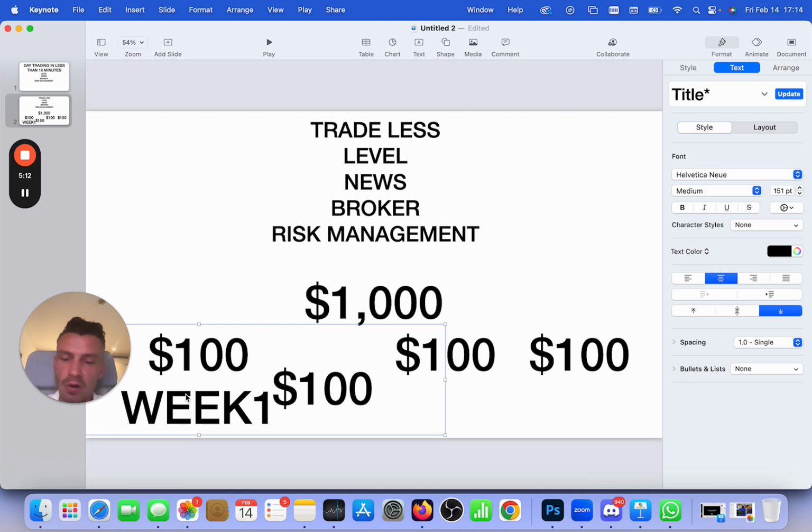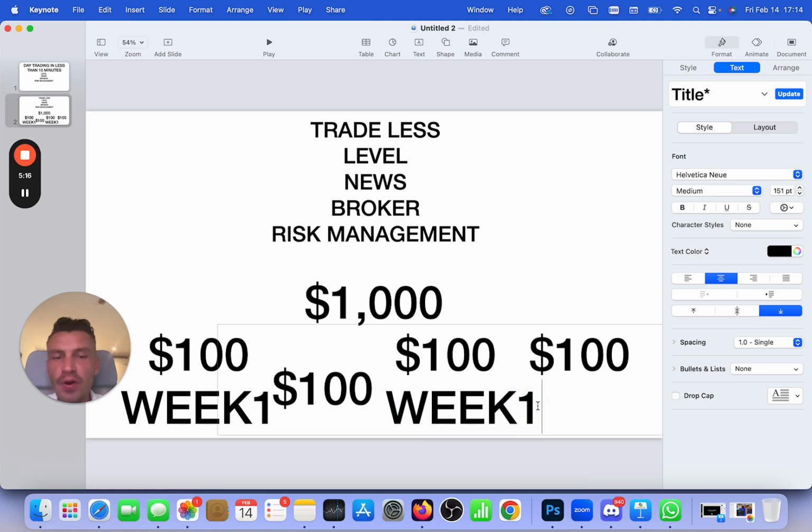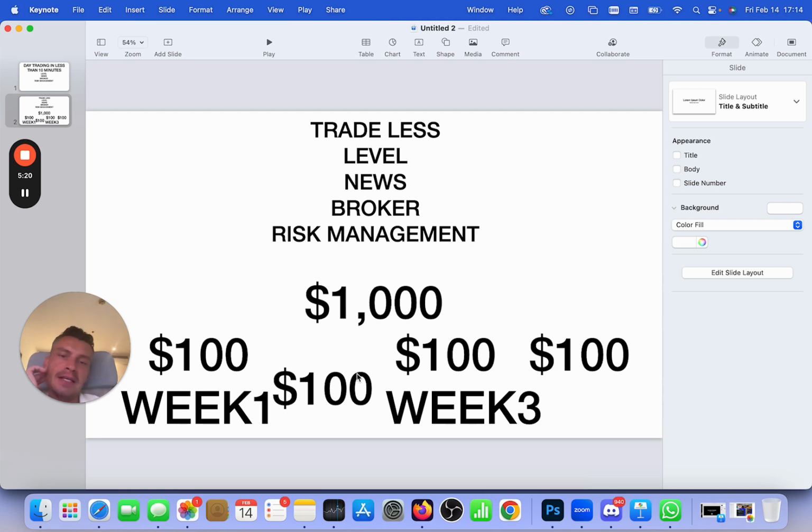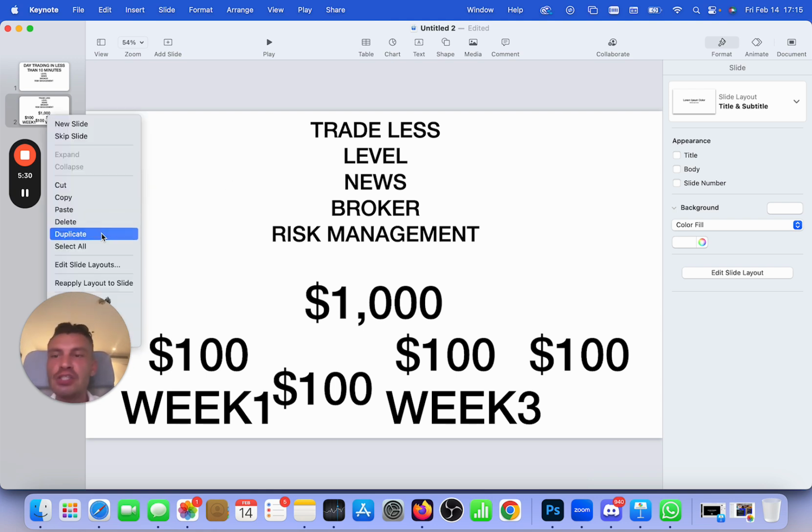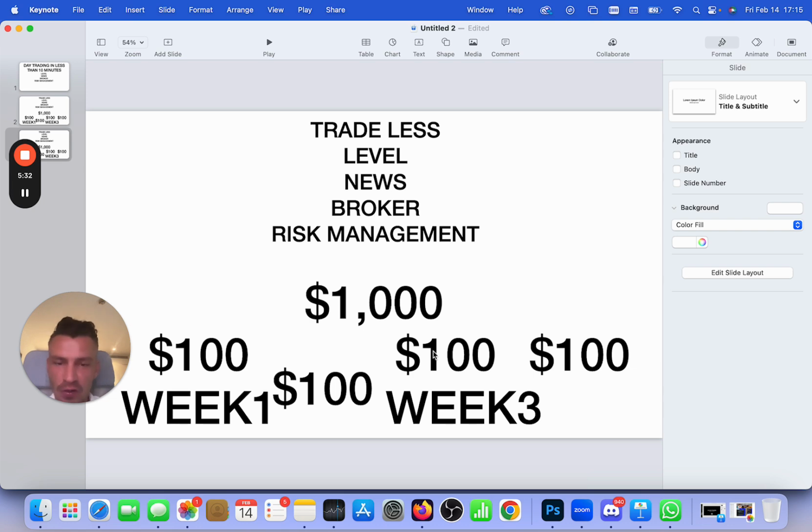Then you see how it goes. Then week 2, week 3, and so on and so forth. So every week, you should be able to trade with the $1,000 for 10 weeks, okay? That's 2.5 months, right? So that's very important. Trade less.